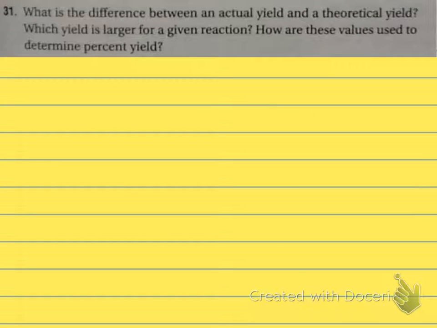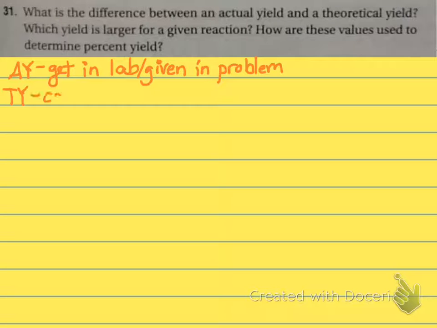Number 31. What is the difference between an actual yield and a theoretical yield? Which yield is larger for a given reaction? How are these values used to determine percent yield? So what's the difference between actual yield and theoretical? Remember, actual yield you get in the lab, or it's given in your problem. Theoretical yield is something that you're going to calculate using your limiting reagent.